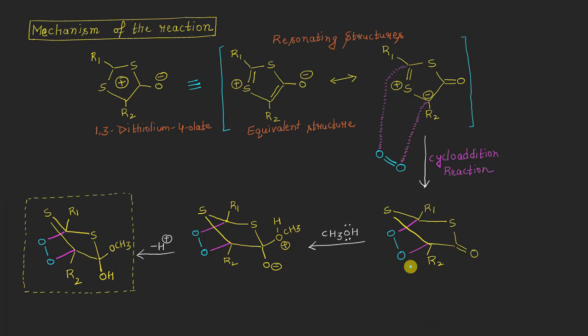So here is the mechanism of that reaction. Starting from the 1,3-dithiolium 4-olate, we can always write the equivalent structure in this way, keeping two double bonds parallel to the axis of symmetry. Moreover, please do not forget to put a positive sign and a negative sign as usual in this equivalent structure. After that, we can show resonance in this way, which now becomes a double bond oxygen. Because these electrons are coming onto this side, this carbon atom will now have a negative charge.